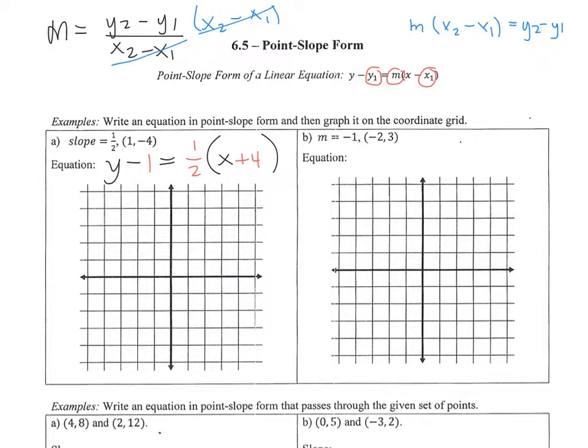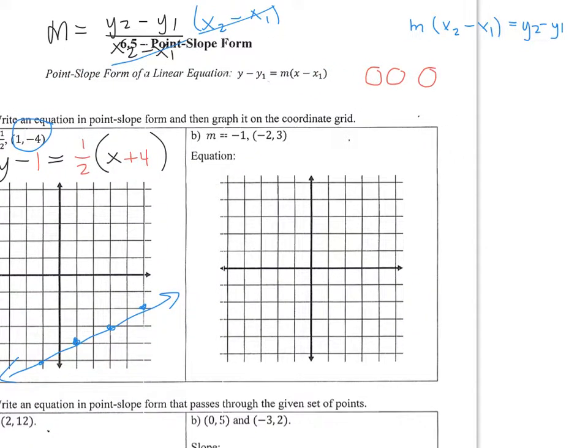Then to graph, what you can do is just start at the point. So I'm going to start at this point, 1, -4. I'm going to go right 1, down 4, make a point. So it's down here. And then my slope is 1/2. So from this point, I'm going to go up 1, right 2, and make a dot. Or down 1, left 2. And then connect, and there's my line.